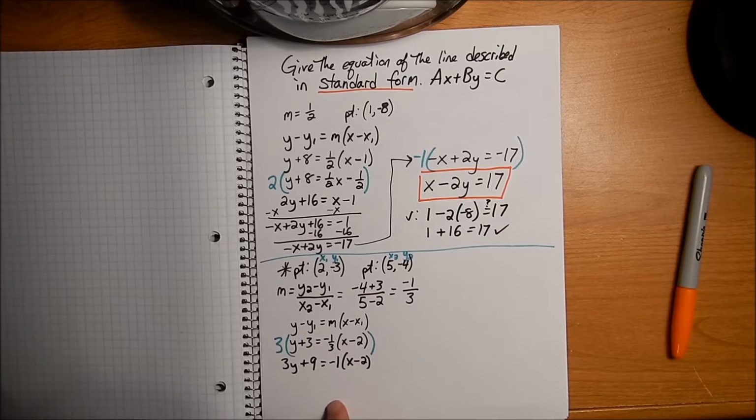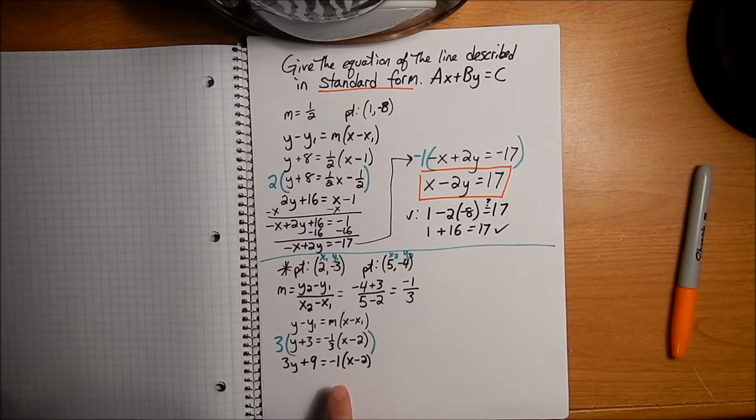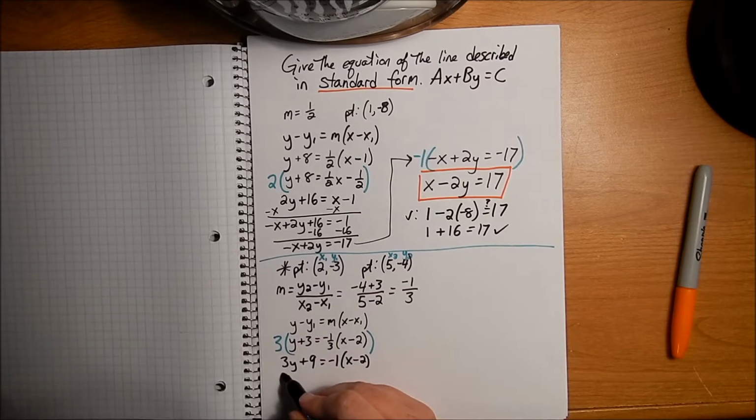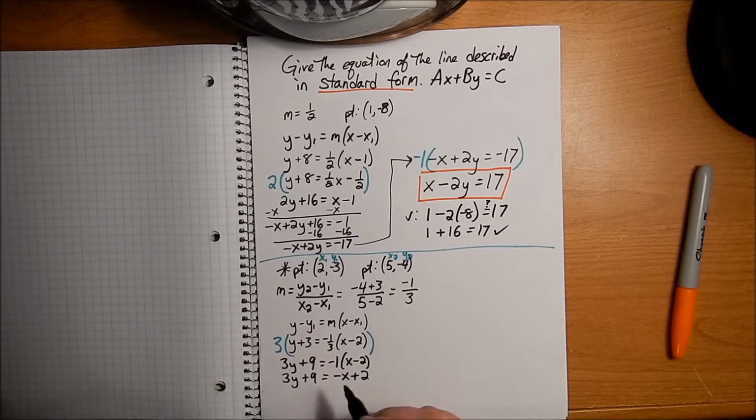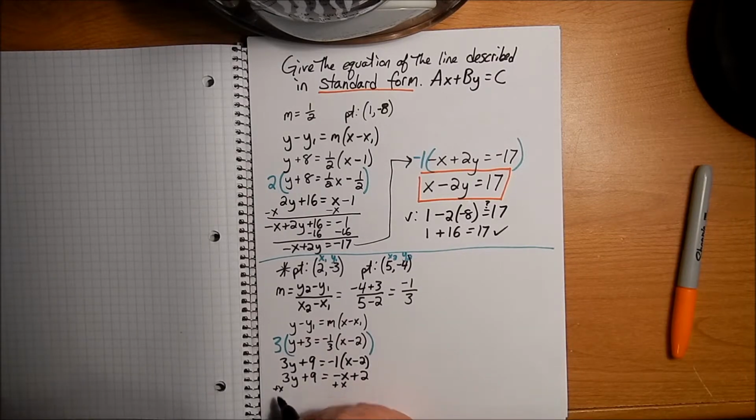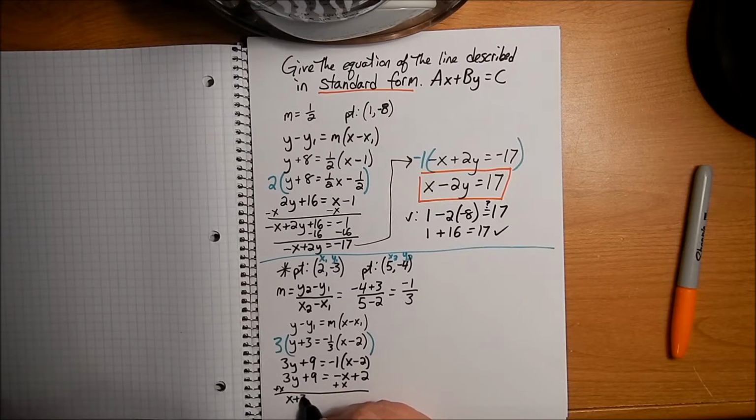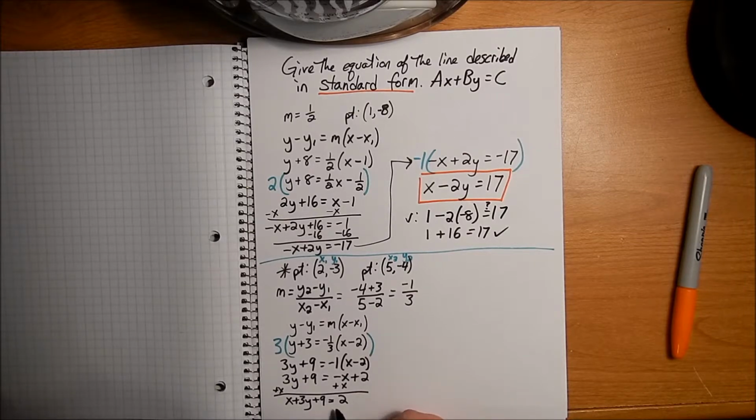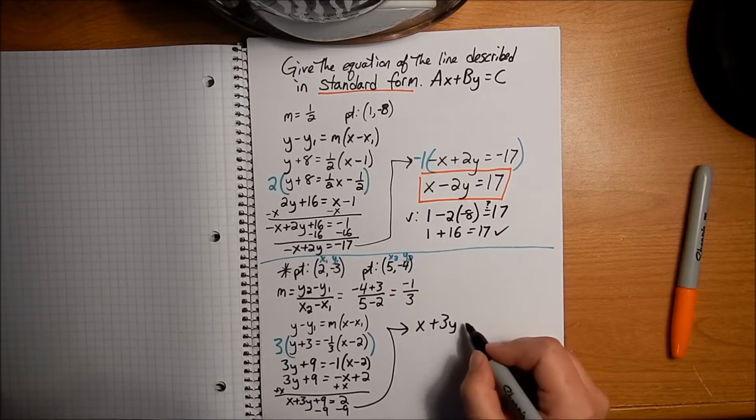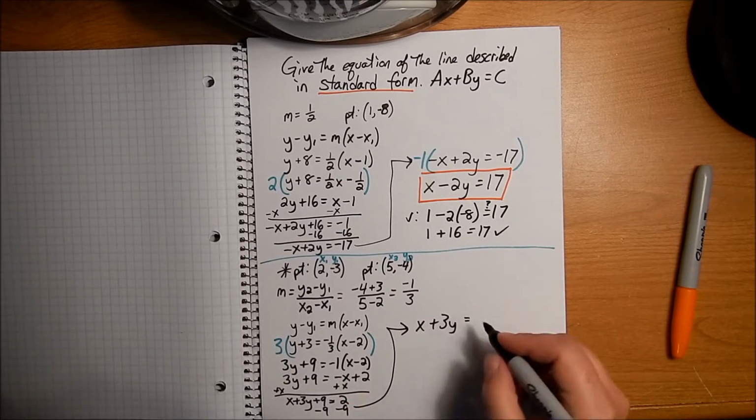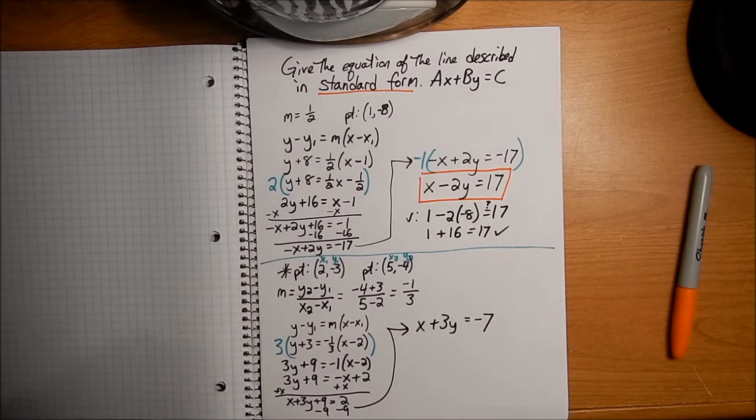Okay, so now if I just keep going, remember I want it to look to be in standard form, so let's distribute that negative 1. So that'd be negative x plus 2, and then I want the x on this side, so I'll add x to both sides. So now I have x plus 3y plus 9 equals 2. And I'll just have to subtract the 9 over. And I'll write it over here because I'm running out of room. So I'd have x plus 3y. And then if I subtract the 9, so I have 2 minus 9, that's a negative 7. And there is my answer.